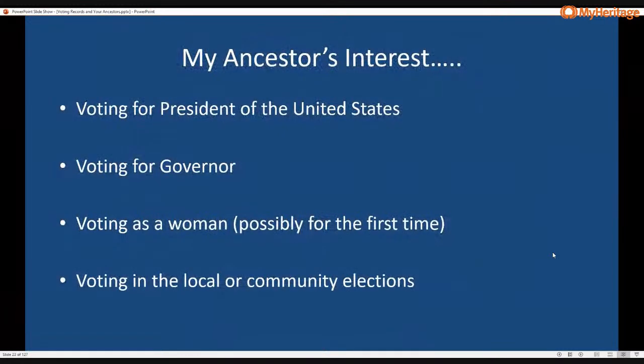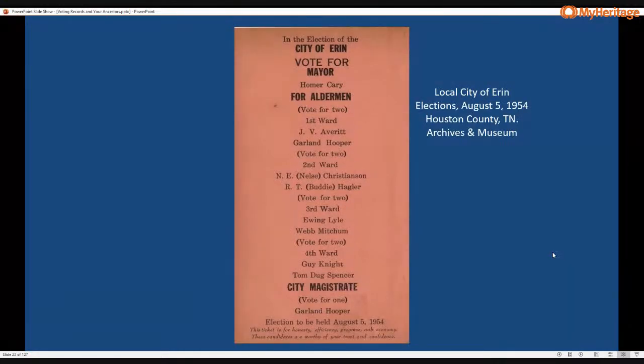But don't forget the local community elections. Maybe that's your local mayor, local alderman. Maybe they ran for sheriff or some other sort of local office, and you can find those records. This is a local city of Erin election from 1954, where they're voting for mayor, for alderman, and for magistrate. Maybe you can find your ancestors listed on one of these election ballots. It's pretty cool. I actually found one of my husband's ancestors I'll tell you about here in a minute.